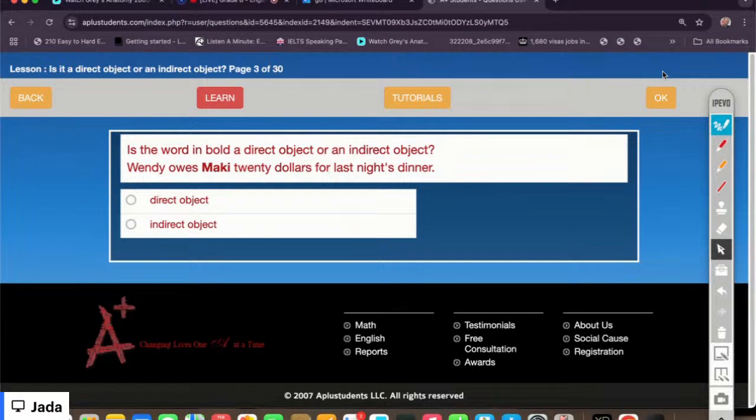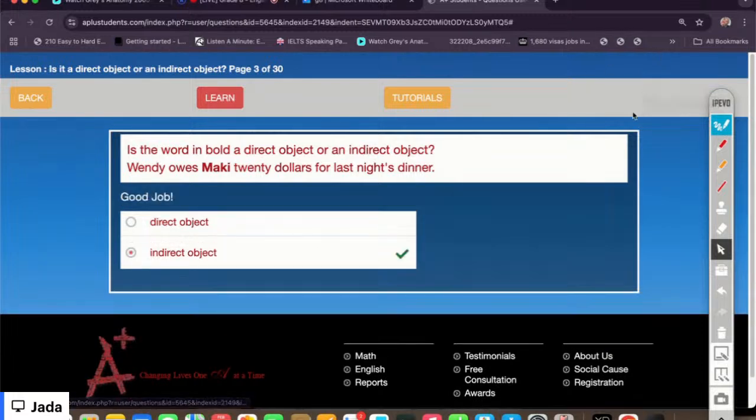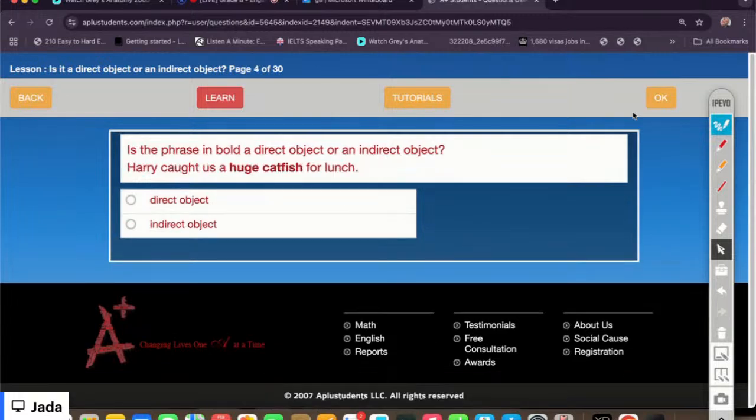Wendy owes Maki $20 for last night's dinner. Okay? So this is an indirect, right? Because it would be like, to whom does she owe the $20?